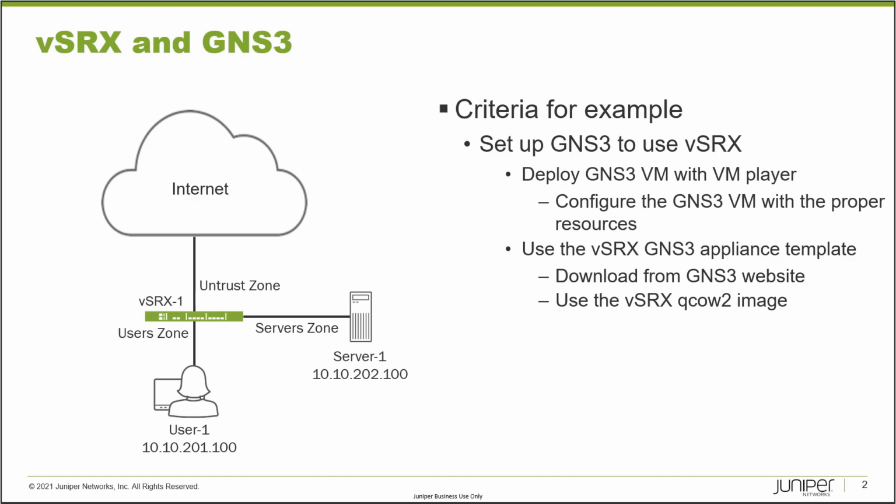And so with this learning byte, what are we doing? Well, we are going to be focusing on setting up GNS3 to use vSRX. And we'll do a few different things, but the major highlights are we're going to deploy the GNS3 VM using the free VM player, and then we'll configure the GNS3 VM with the proper resources so we can start up a vSRX device. And then we'll use the vSRX GNS3 appliance template, and what we'll do is we'll download that from the GNS3 website, and then we'll use the vSRX QCOW2 image with that template. So with that being said, let's go ahead and get started.